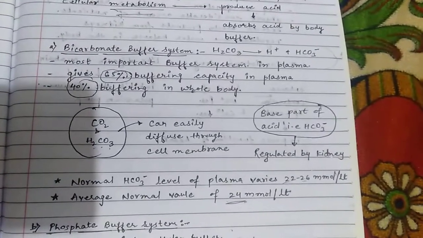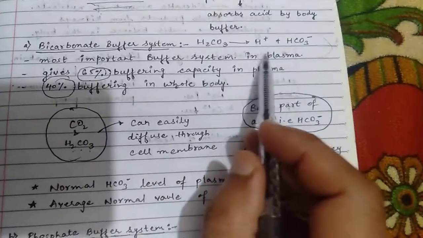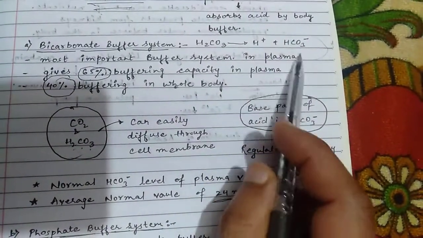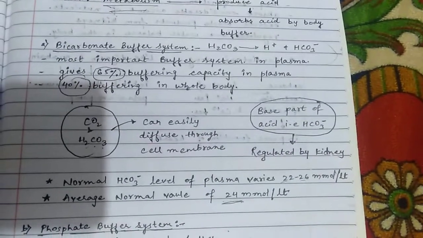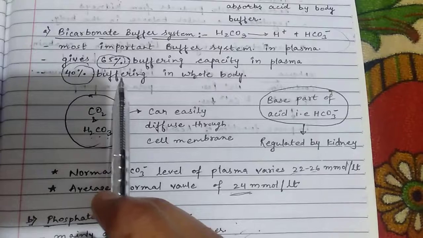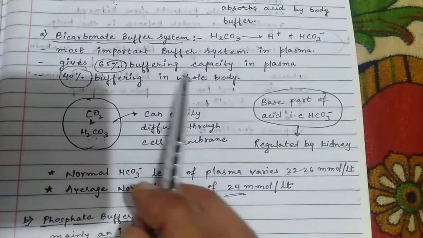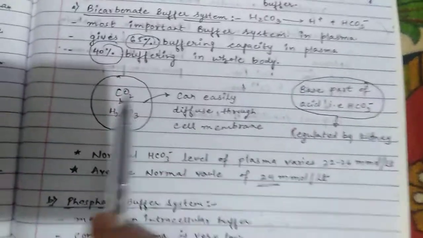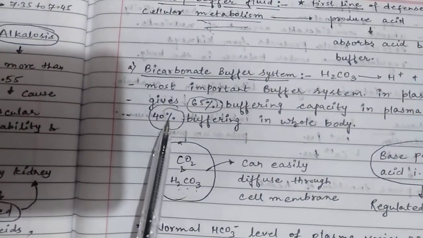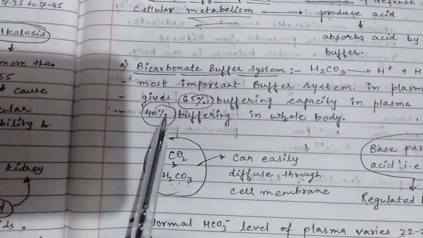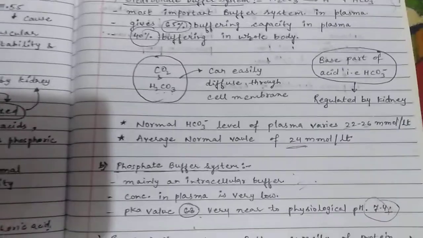The bicarbonate buffer system is the important buffer system of the plasma, and it plays an important role in maintaining the pH of the plasma. In the plasma it has 65% buffering capacity, and in the whole body it has a buffering capacity of 40%. So in this manner it maintains the pH of our body.